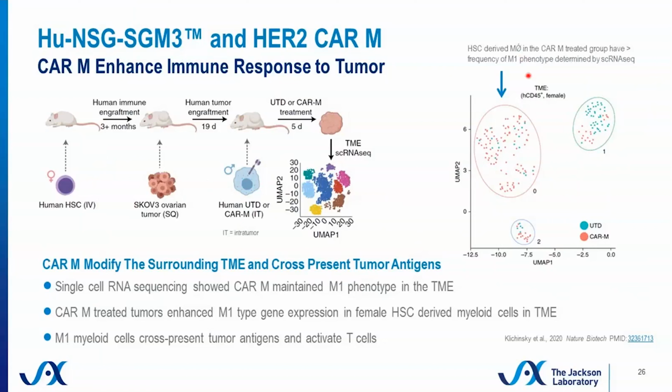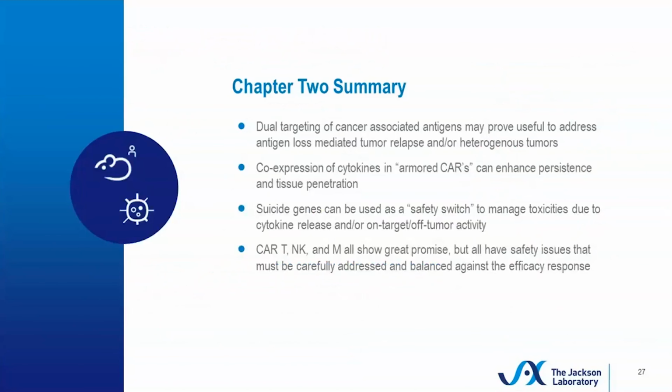And just to make a long story short, what they found was that the introduction of these M1 CAR-M cells could convert the resident myeloid cells present in the tumor microenvironment to an M1 phenotype. And they also went on to show that it would allow these myeloid cells to cross-present tumor antigens and activate the T cells within that microenvironment. So very sophisticated, very interesting experiment.